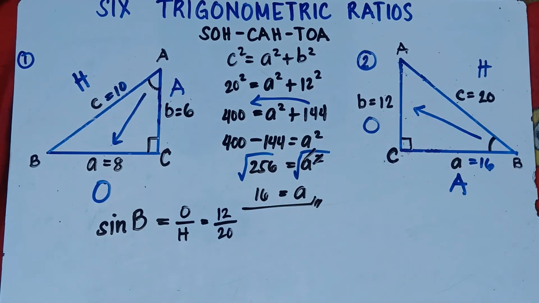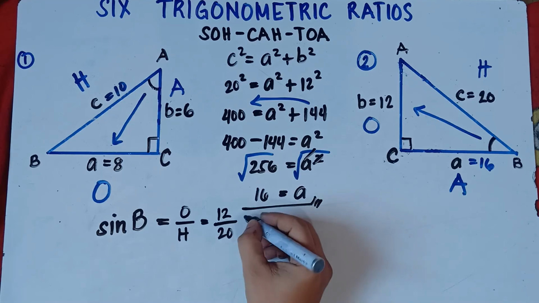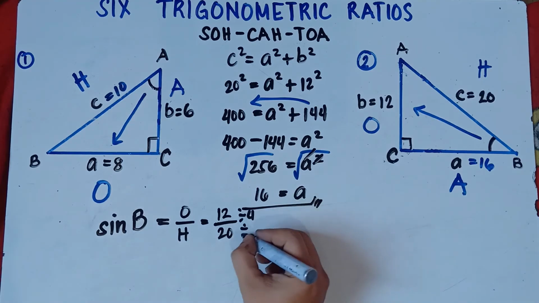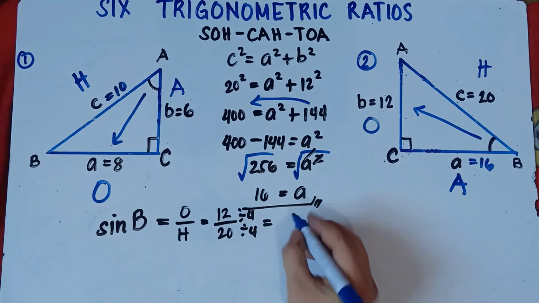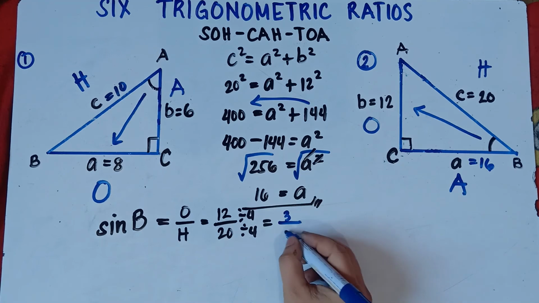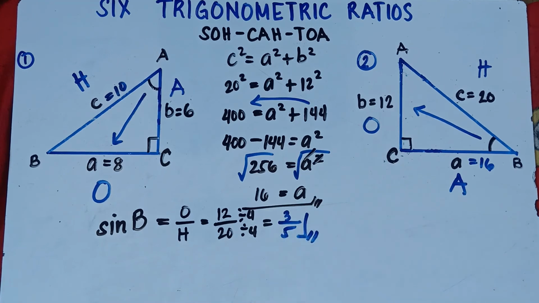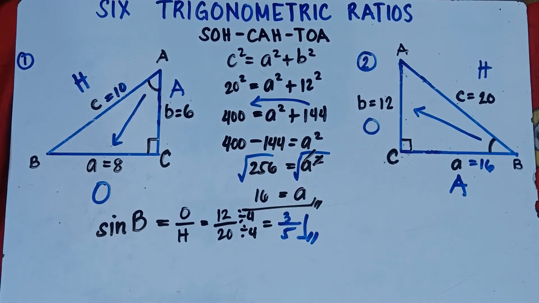So check class, can we reduce? Yep, because if we can reduce, you always reduce the fraction class to its lowest term. That's actually mandatory class. Yep, we can reduce this one by 4. Divide by 4. 12 divided by 4, that is 3. 20 divided by 4, that is 5. So therefore, sine B is equal to 3 over 5.